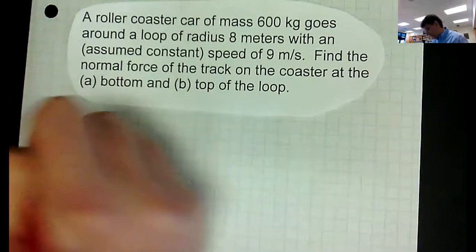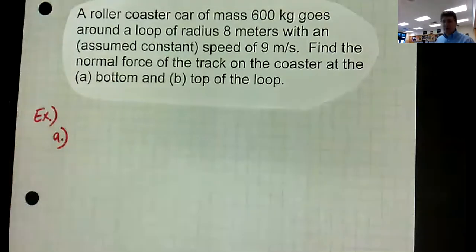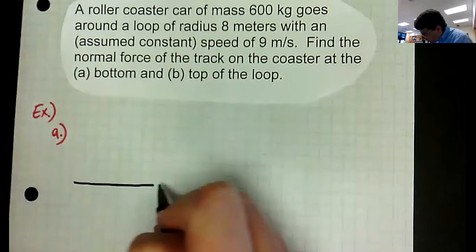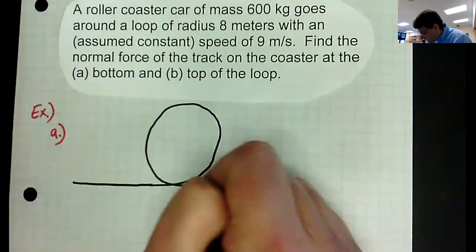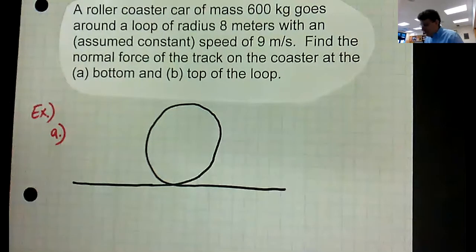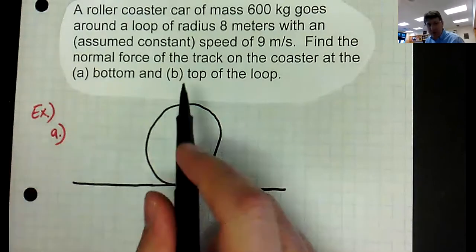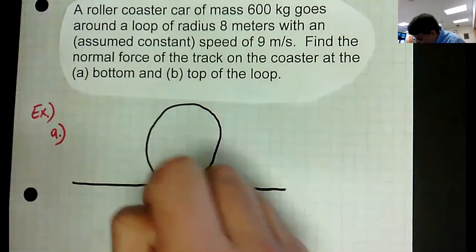So let's start here. I'm going to start by drawing a picture of what we've got. We're going to be combining circular motion with what we were doing last unit with free body diagrams and whatnot. So let me start with, here's my loop. And part A says, I want to find the normal force on the roller coaster car here at the bottom of the track. So I'm going to draw the car here at the bottom.